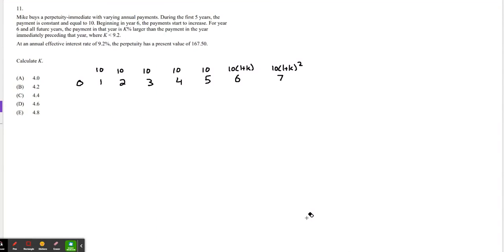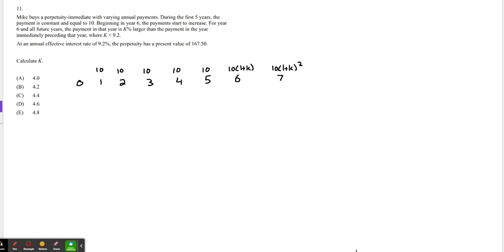Likewise, a perpetuity immediate with varying annual payments. During the first 5 years, the payment is constant and equal to 10. Beginning in year 6, the payments start to increase for year 6 and all future years. Payment in the year is k% larger than the payment in the year immediately preceding that year, where k is less than 9.2. At an annual effective interest rate of 9.2%, the perpetuity has a present value of 167.50.